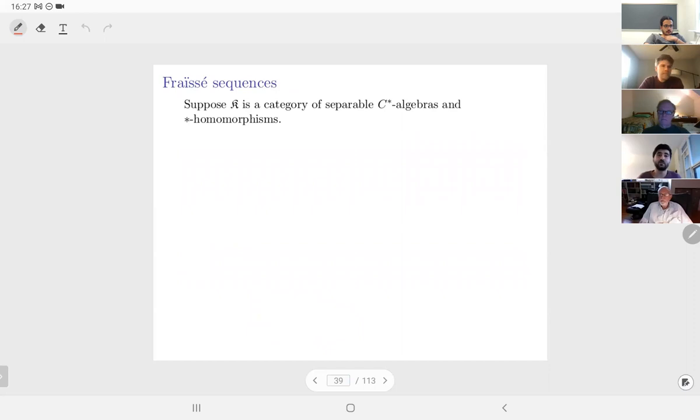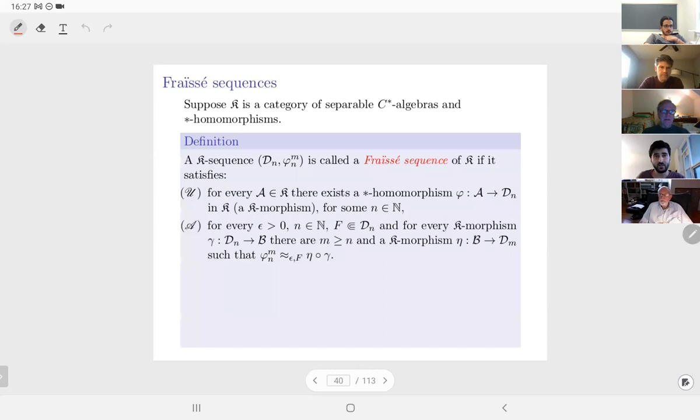So I talked about Fraïssé limits and Fraïssé categories, but what I really need is the notion of Fraïssé sequence. In the following, suppose K is a category of separable C star algebras and star homomorphisms. This definition is basically due to Wieslaw Kubis. The notions of Fraïssé limit and Fraïssé sequence existed a long time ago, since Fraïssé, I think in the 50s and 60s, he proved that these Fraïssé categories have Fraïssé limits. But this category theoretical approach to Fraïssé limits is due to Kubis, maybe I should have mentioned his name. And I really find this category theoretical approach to Fraïssé theory much easier than the model theoretic approach. It's much neater.